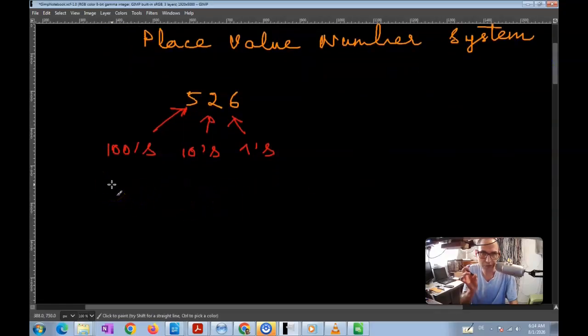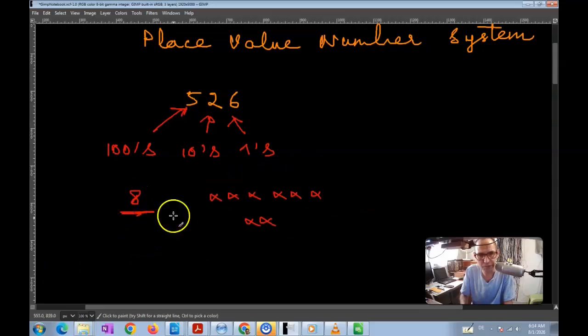We use the pebble model, for example. If you want to write an 8 using the model, you would have 8 pebbles. 8 pebbles means an 8. So you can simply count them, and that would be your number. That's the model that you can use.